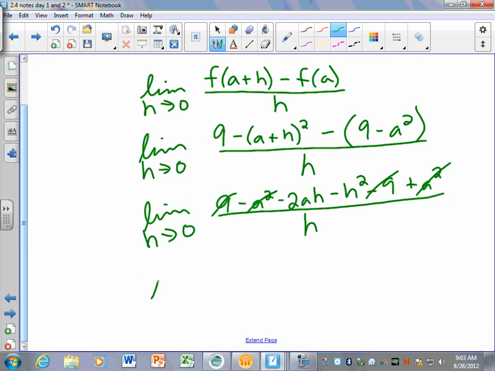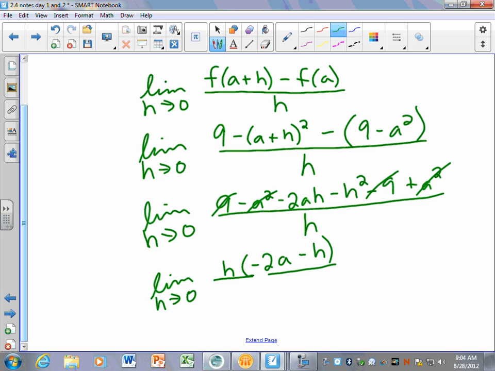The nice thing is we know what should happen, so it kind of helps you. Sometimes I do this and I don't get it to cancel out, and I'm like, man, that should have been a negative. So I go up and I check my work there. So I'm going to go ahead and factor an h out of this, and I'd be left with negative 2a minus h.